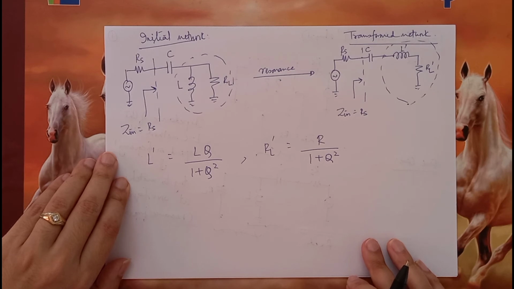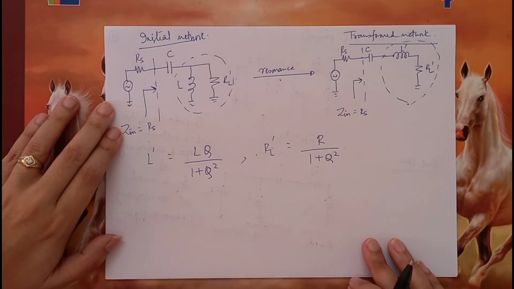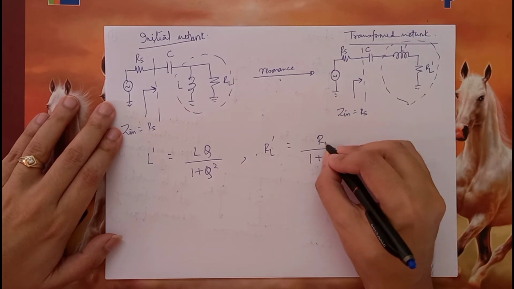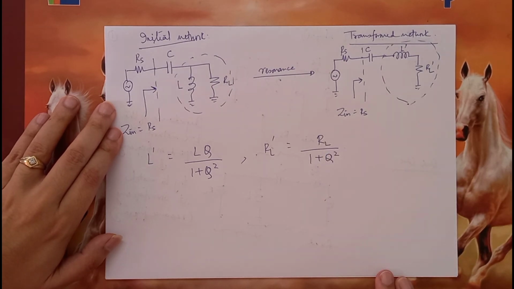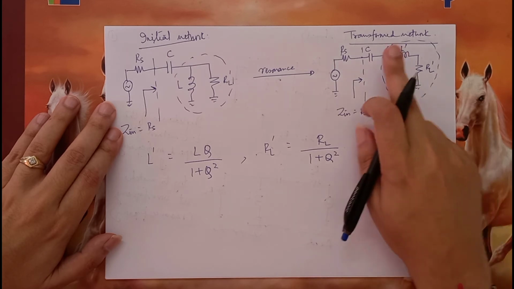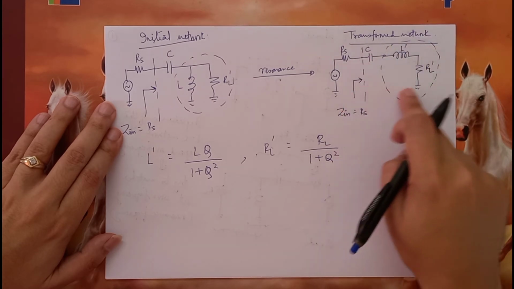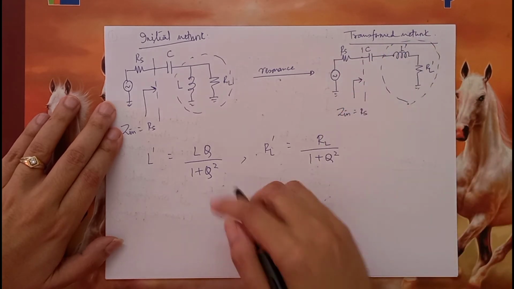Right? So therefore, this will be RL. What do we want? What is the impedance of this RLC network at resonance?